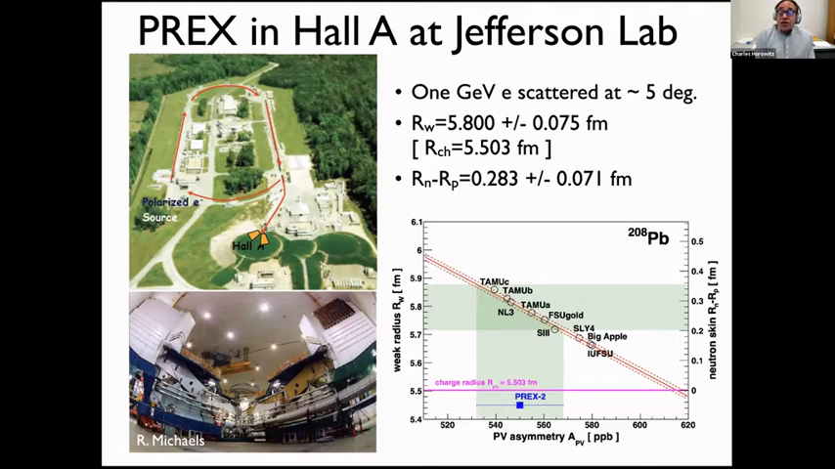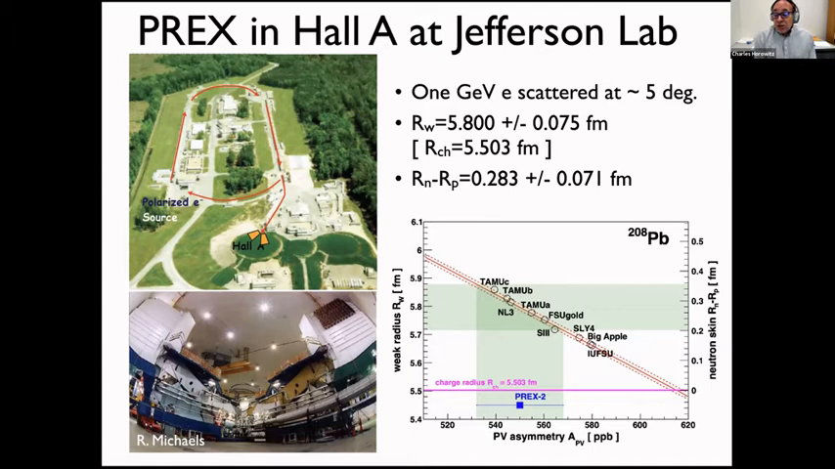If we look at a correlation, there's lots of density functional models plotted as points. So in a model, you can, of course, calculate the electron scattering and the parity violating asymmetry. And then you can also calculate the root mean square radius of the weak charge distribution, so what we call the weak radius. And so that's plotted on the left-hand y-axis. And there's a very strong correlation between the parity violating asymmetry and the weak radius.